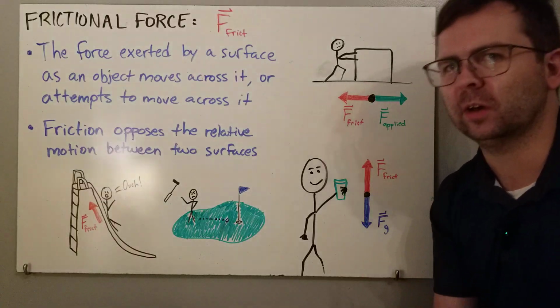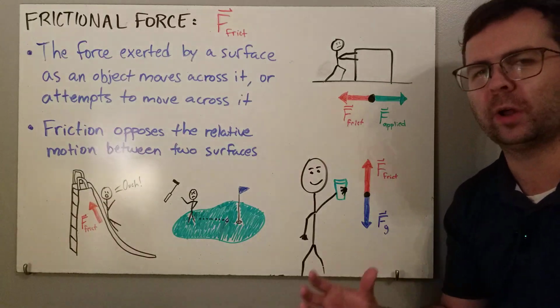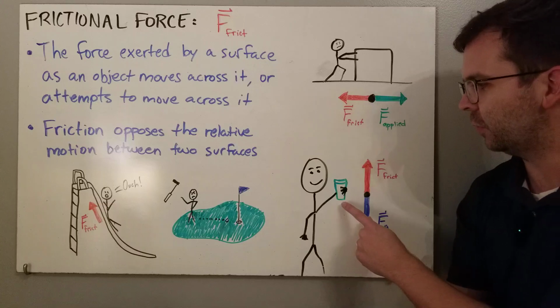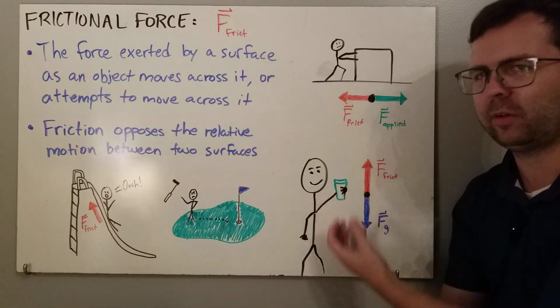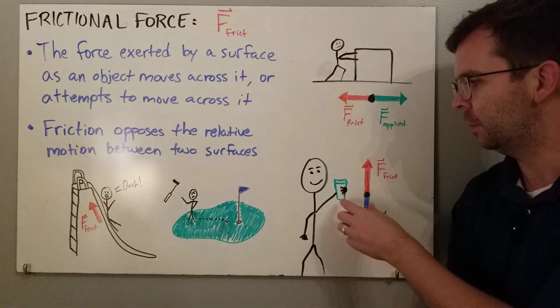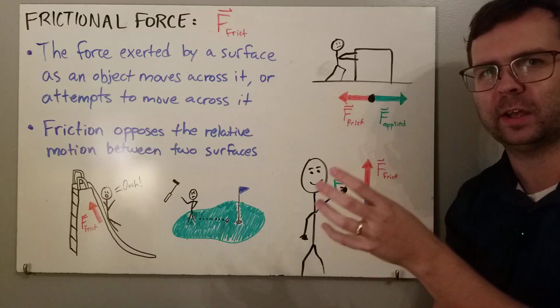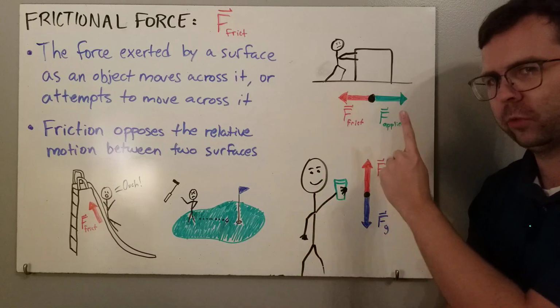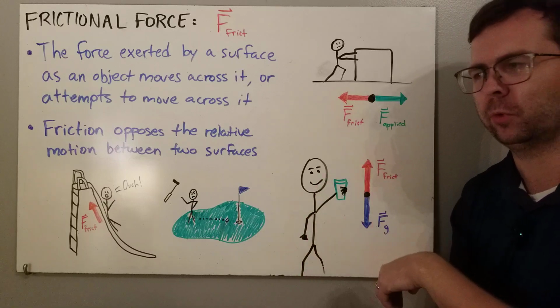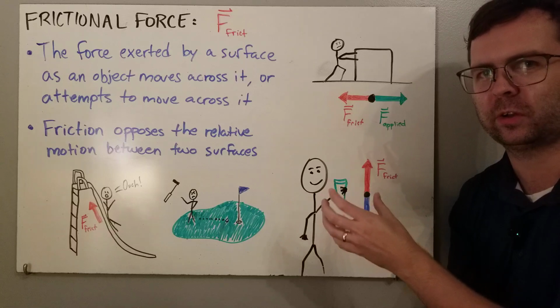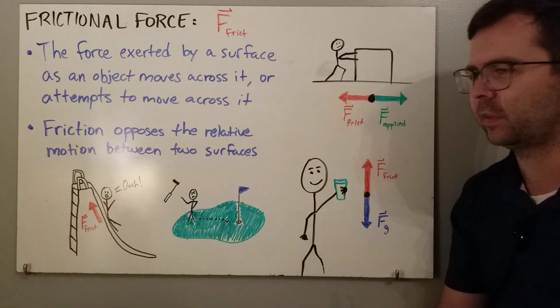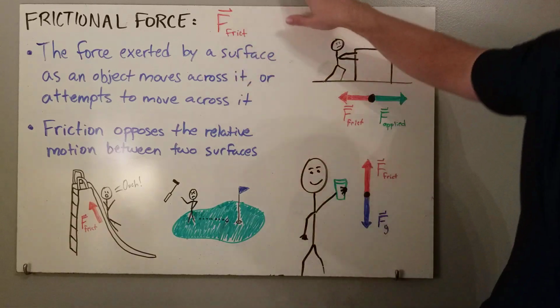Another one that you may not think of is just being able to hold on to something without it slipping. If you're holding on to a drink here, gravity wants to pull that drink down, but it's stuck in your hand, and your hand is exerting a frictional force against the gravity force pulling it down. As long as it's stuck on your hand and not slipping, then that's a type of friction as well.